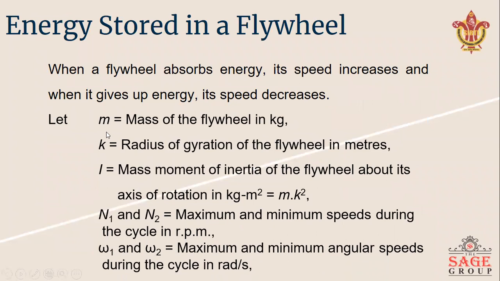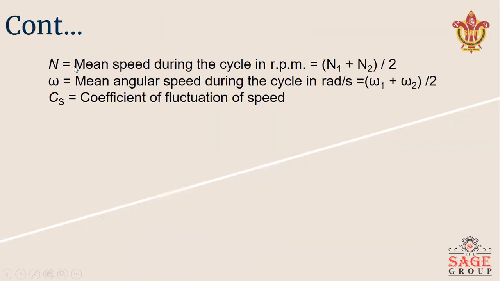Let m equal the mass of the flywheel, k the radius of gyration, I the mass moment of inertia, n1 and n2 the maximum and minimum speeds, omega 1 and omega 2 the maximum and minimum angular speeds during the cycle in radians per second, and mean speed capital N, and the mean angular speed is represented by omega, which is equal to (omega 1 plus omega 2) divided by 2. This is the coefficient of fluctuation of speed, which is represented by Cs, and we have already discussed this coefficient of fluctuation of speed in the previous lecture.